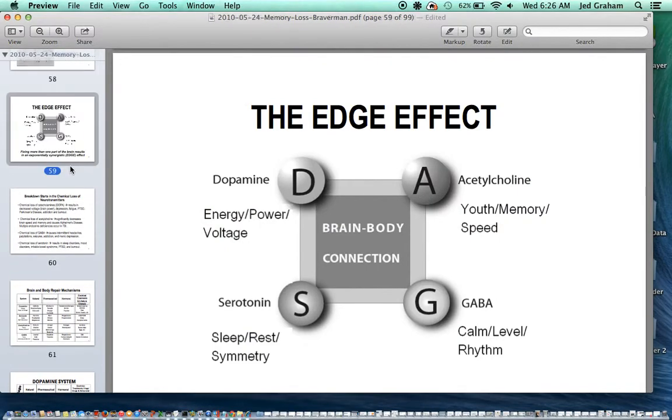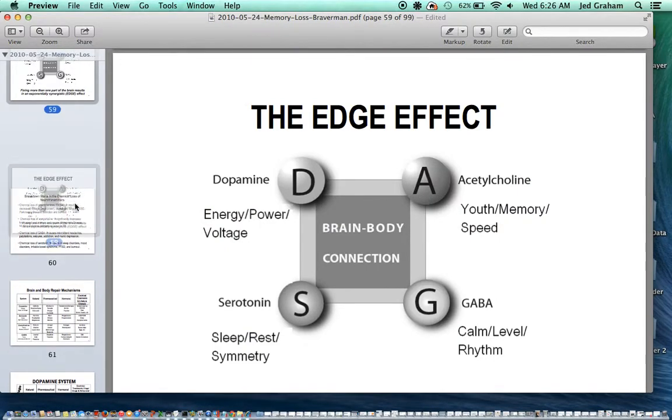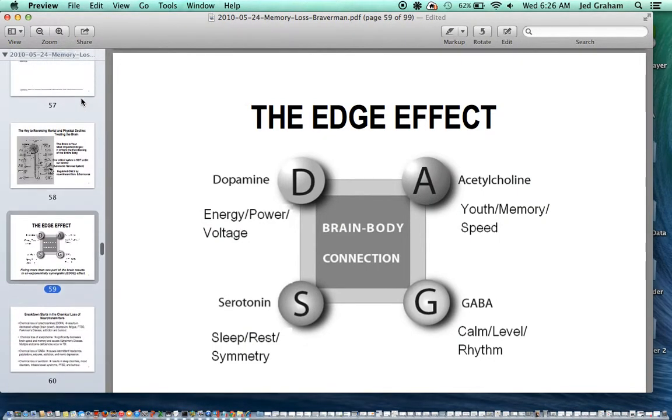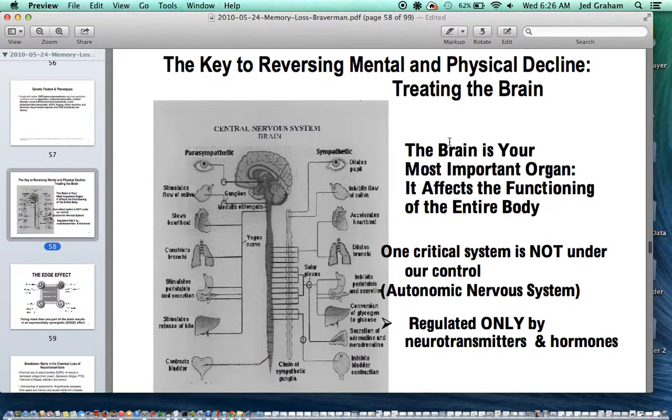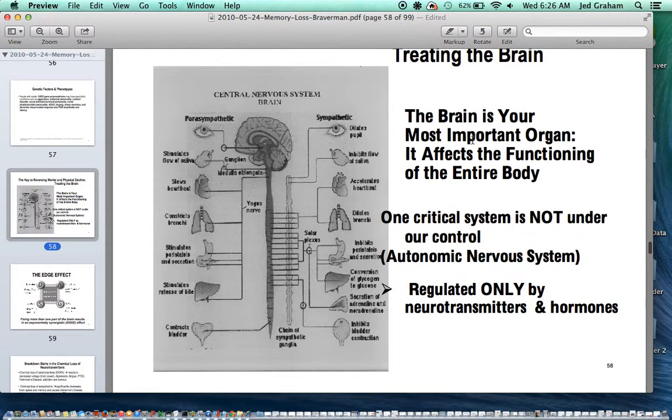in order to really understand what's going on in the brain, we've got to go back to this picture right here. This is really important because the key to reversing mental and physical decline is treating the brain. The brain is obviously the most important organ. It affects the functioning of the entire body.